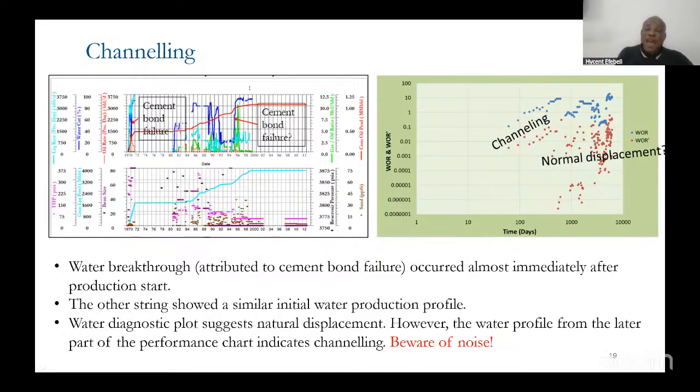So why I brought this out is to warn you that even as you use the chart to characterize your water, you also need to be aware of noise. It's not something that you just pick only. You need to understand the mechanism. And at the end of the day, you still need a way to confirm, either by saturation logging, or if you can afford PLT, you do it.